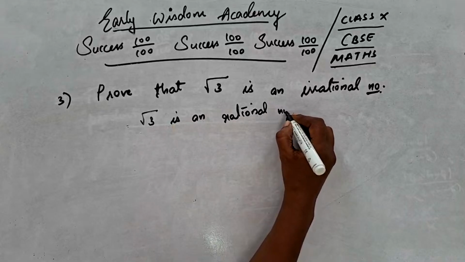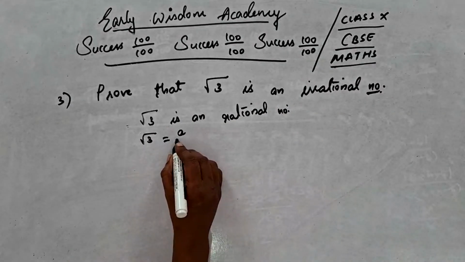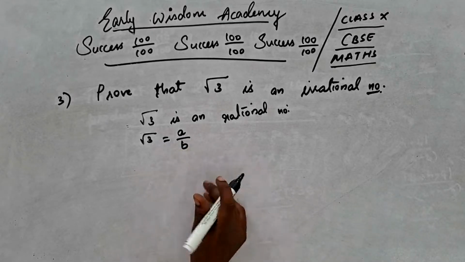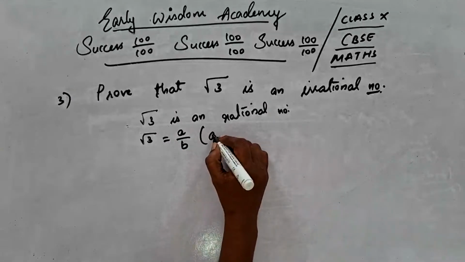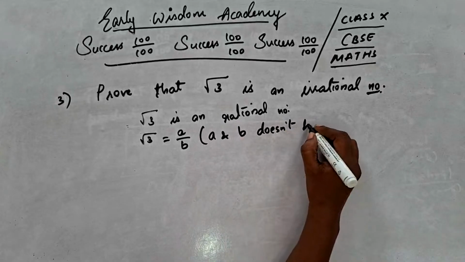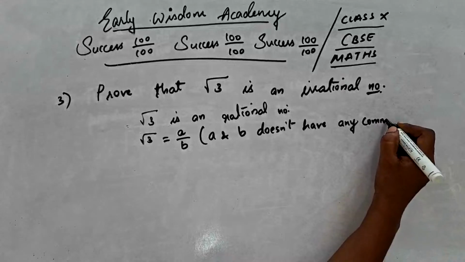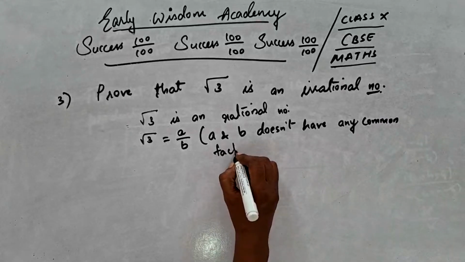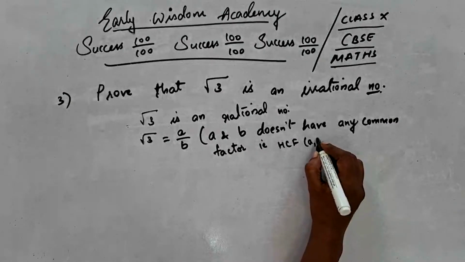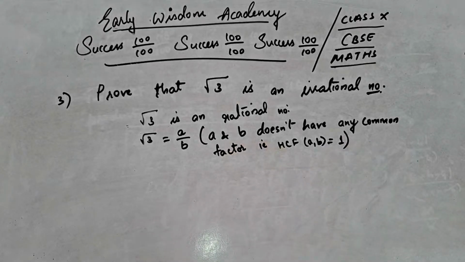Root 3 is a rational number. That is, root 3 is equal to a by b. The rational number in the form of a by b, where b is not equal to 0 and a and b do not have any common factor. That is, the HCF of a comma b, for these two numbers, is equal to 1. This is what we have assumed.